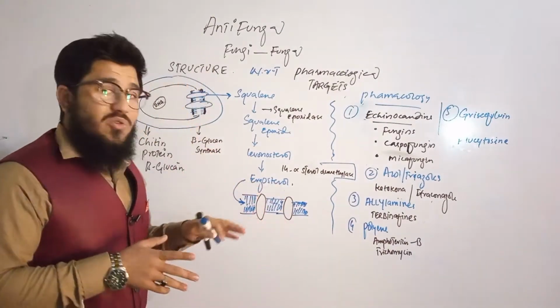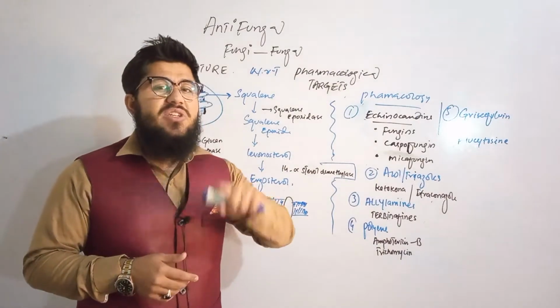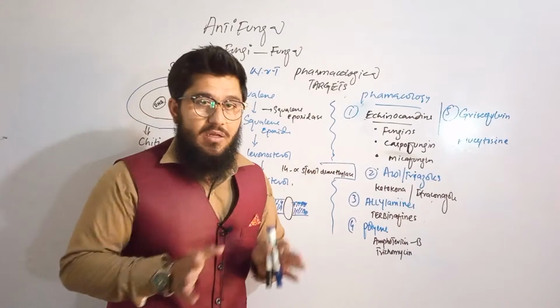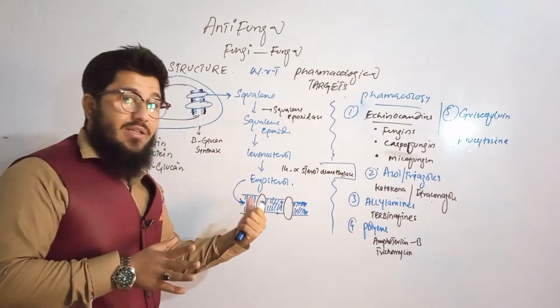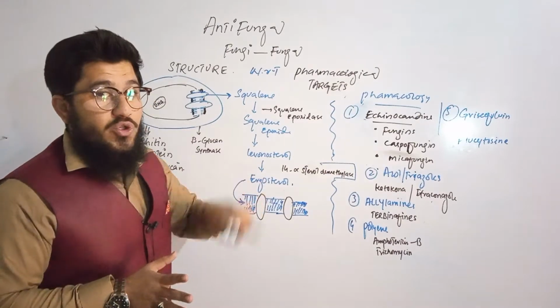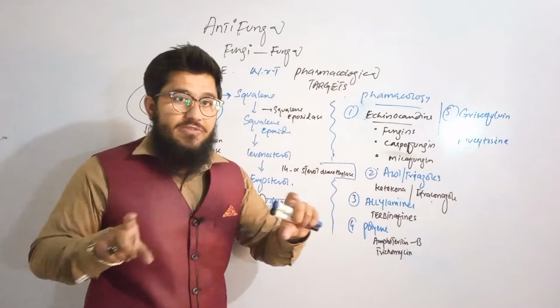Now, a question arises, what is this ergosterol? Very simple. This ergosterol is just like the cholesterol in the animal cell. Got it? Animals have cholesterol, and the fungi have ergosterol. Now, what is its job? Very simple. It maintains the integrity of the cell membrane.